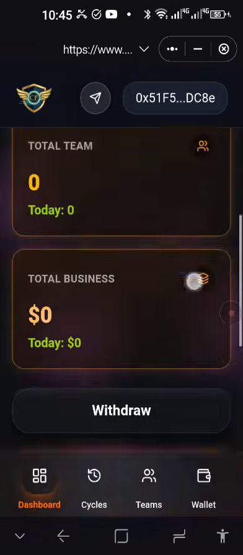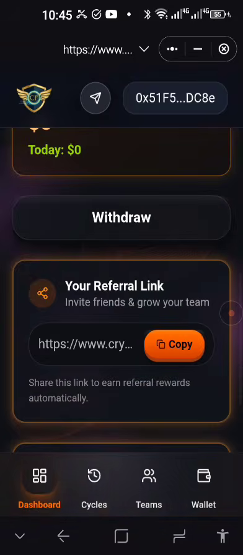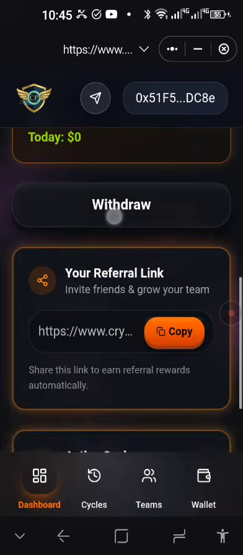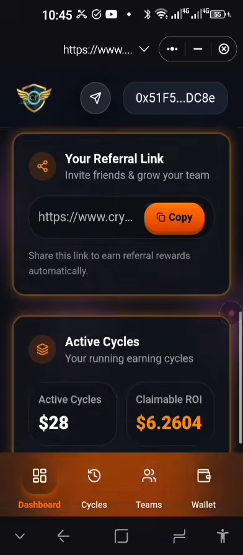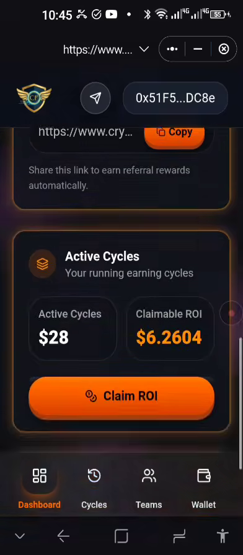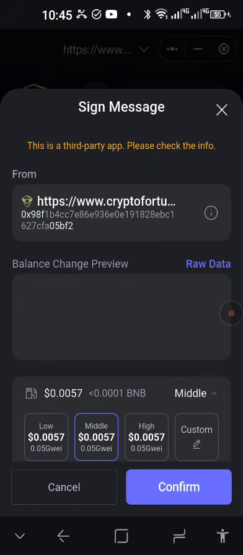You're going to log in, you're going to scroll down, you can see the deposit button has been removed. Currently no one can make new deposits, so to withdraw, you're going to claim the ROI, normal process.